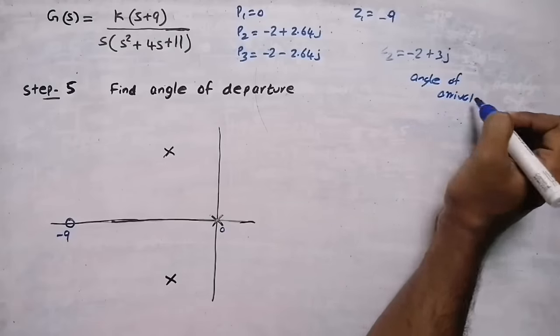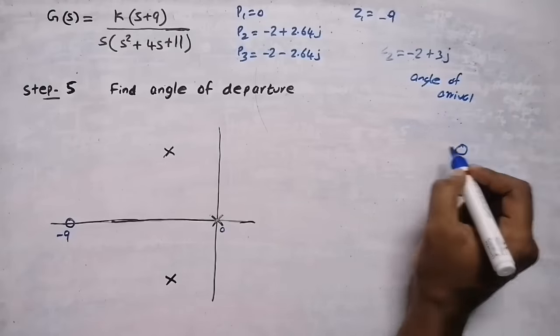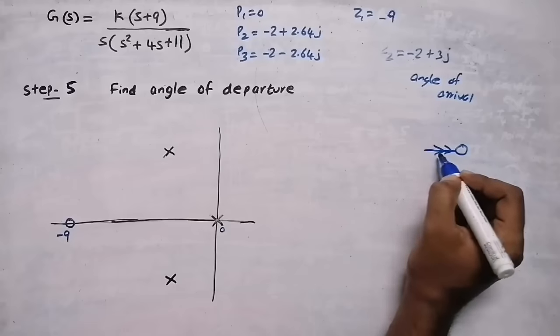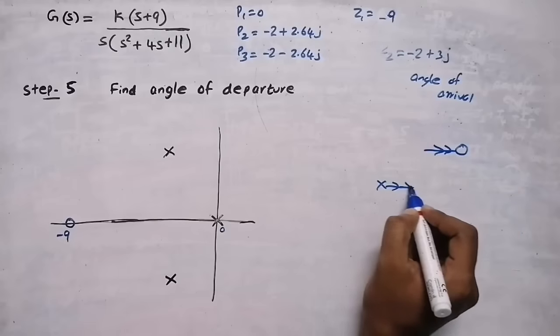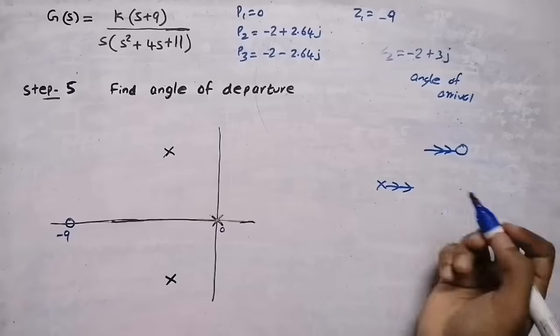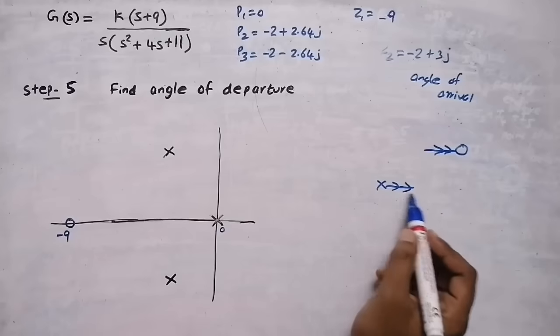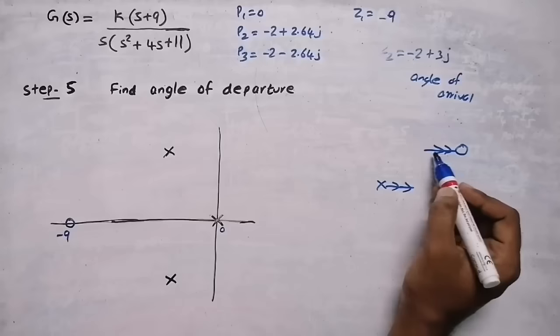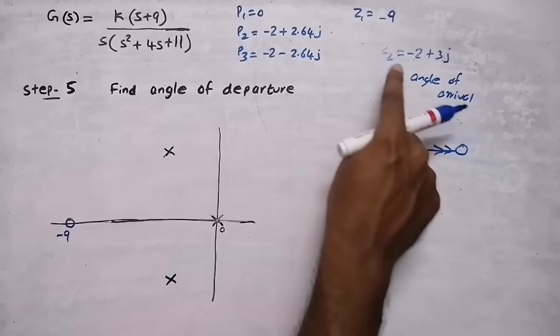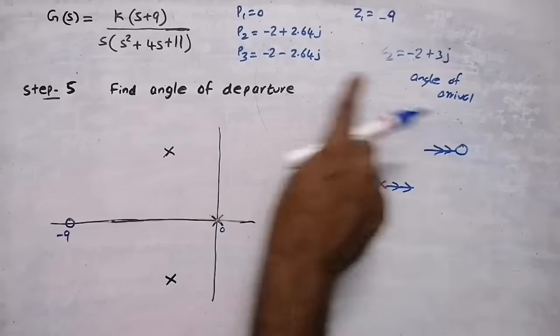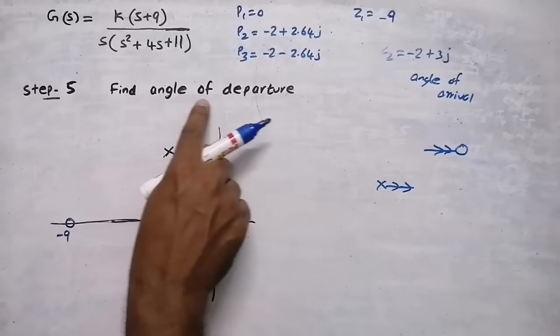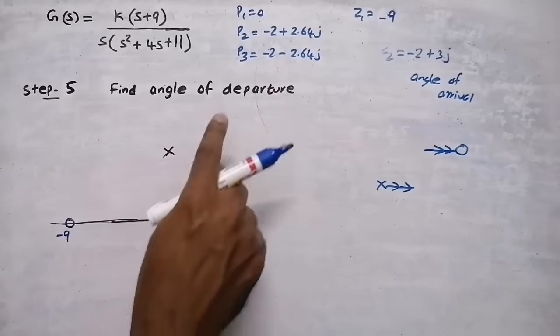Okay, why angle of arrival? To a zero the root locus is arriving. From poles the root locus is departing. The departure process is happening, leaving from poles. To a zero it is coming, or arriving. Therefore if a complex zero is there, angle of arrival. If complex poles are there, then angle of departure. So in this question, there will be an angle of departure.